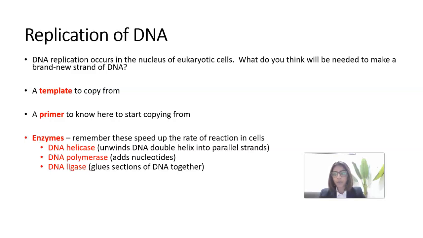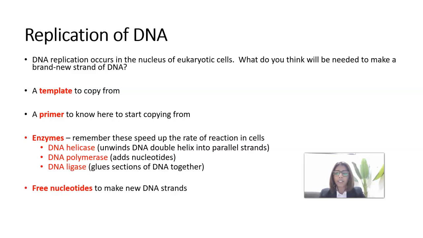The first enzyme we're going to be looking at is DNA helicase. DNA helicase will unwind that DNA double helix, so you can remember it that way, and it unwinds that twisted structure into the two parallel strands. Then we have DNA polymerase. Now remember, the word poly means many, so we're adding many nucleotides together. And then finally we have DNA ligase, which is a gluing enzyme which binds DNA fragments together.